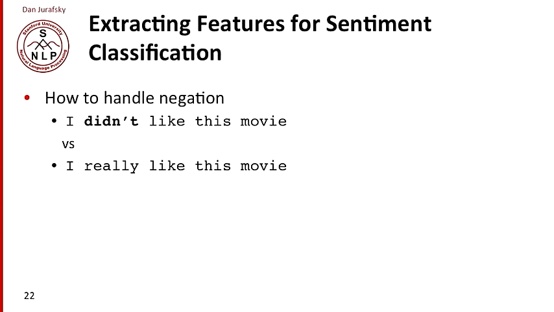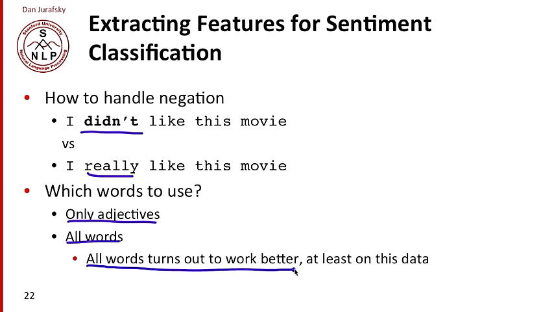So a number of issues come up in extracting features for sentiment classification. One is negation. It's very important to detect negation in a word like didn't, so we know that I didn't like this movie should be detected as quite different than I really like this movie. So we're going to need to deal with negation. And we also have to deal with the question of which words to use. We might want to use just adjectives. We might want to use all the words in the text. It turns out that at least on this IMDb data, and maybe in general, looking at all words is better than looking at just adjectives, because often verbs or nouns or other words give us a lot of information about sentiment. So how do we deal with negation?